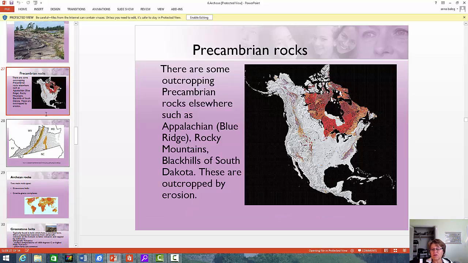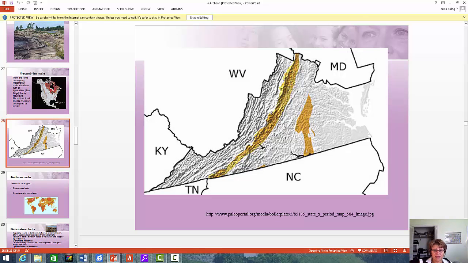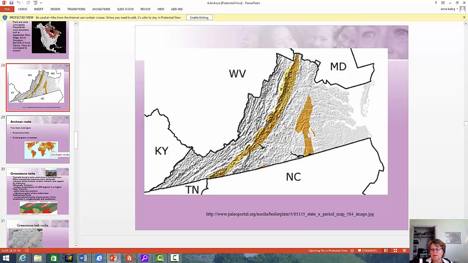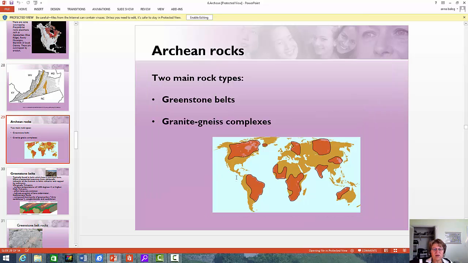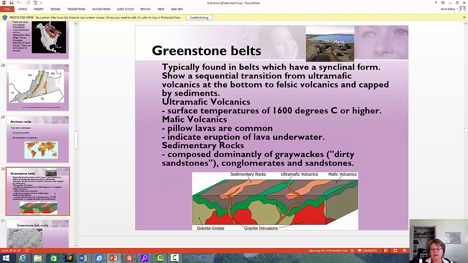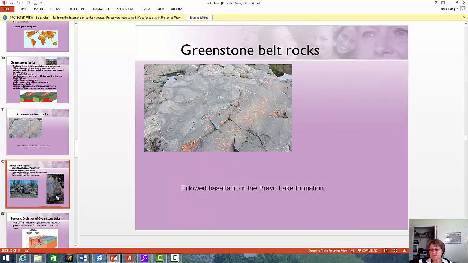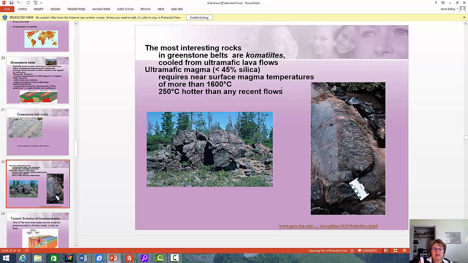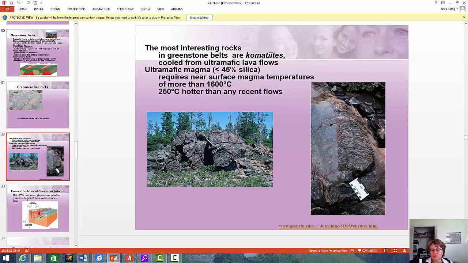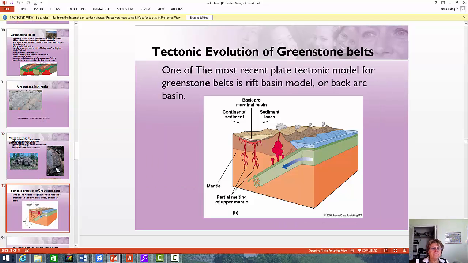And the Precambrian rocks, we got to understand that we have Precambrian rocks in Virginia. It's kind of cool. The 2 types of Archaean rocks you should know, and what are the greenstone belts? It's important. Yeah, this is what I was looking for, the komatiites. What kind of rocks are they and what do they prove? It's kind of cool. What kind of tectonic environment could the greenstone belt form? That's kind of important.